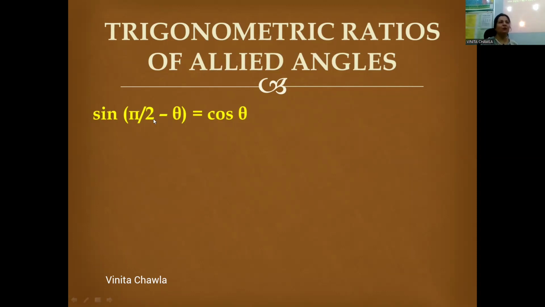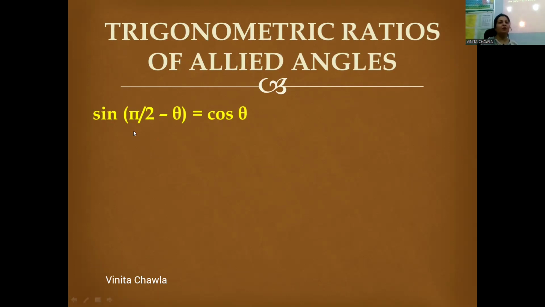So if we have pi by 2 or an odd multiple of pi by 2, then sine will change to cos and cos will change to sine. Similarly, cosec becomes sec and sec becomes cosec. And with tan we have cot, and with cot we have tan.